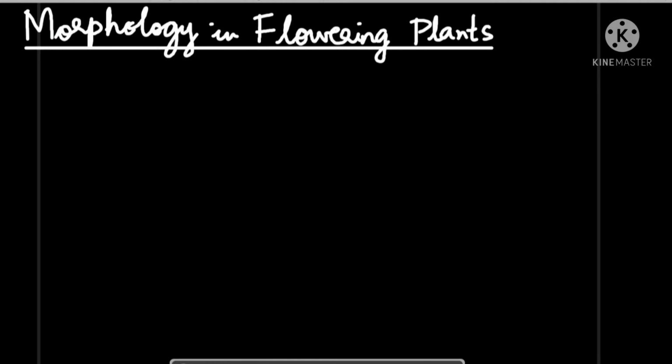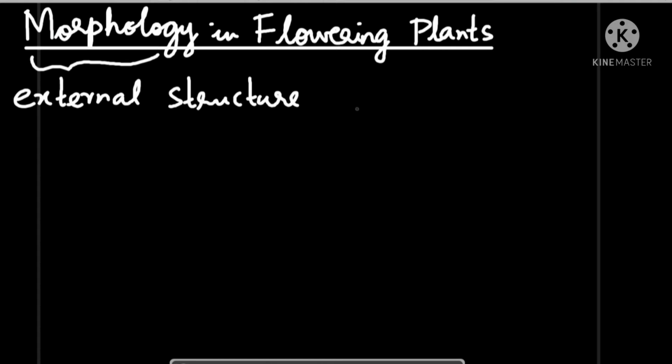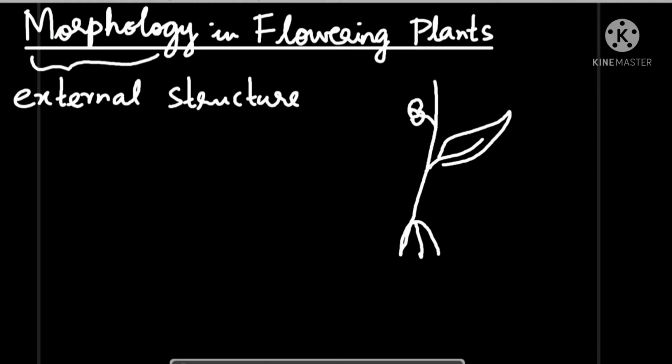Now, what is morphology? Morphology means any external structure. Like the plants will have stem, they will have root, they will have leaves, they have flowers, they have fruit. So all these form a part of the external structure.